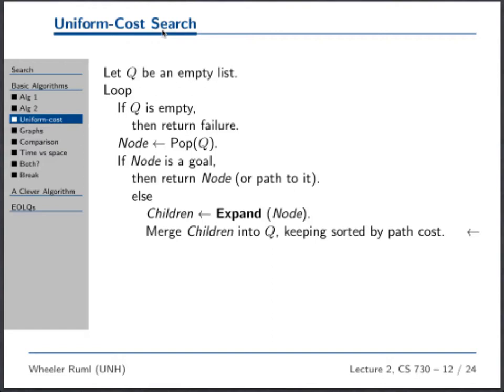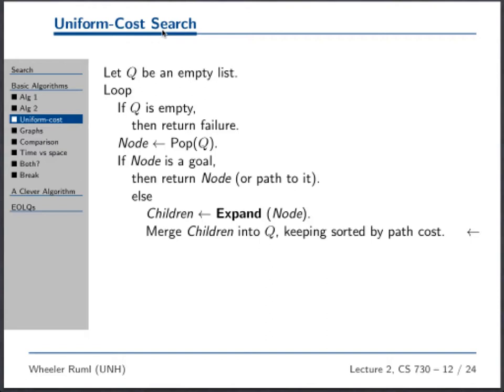If you have a state space where the actions do not cost one, then breadth first search is no longer optimal, right? Because there might be one action that's really cheap, one that's really expensive. So if your G cost represents the cost so far, then just sort your Q by G. And always remove the node with lowest G from your queue. When you generate children, merge them into the queue, keeping the queue sorted by path cost.